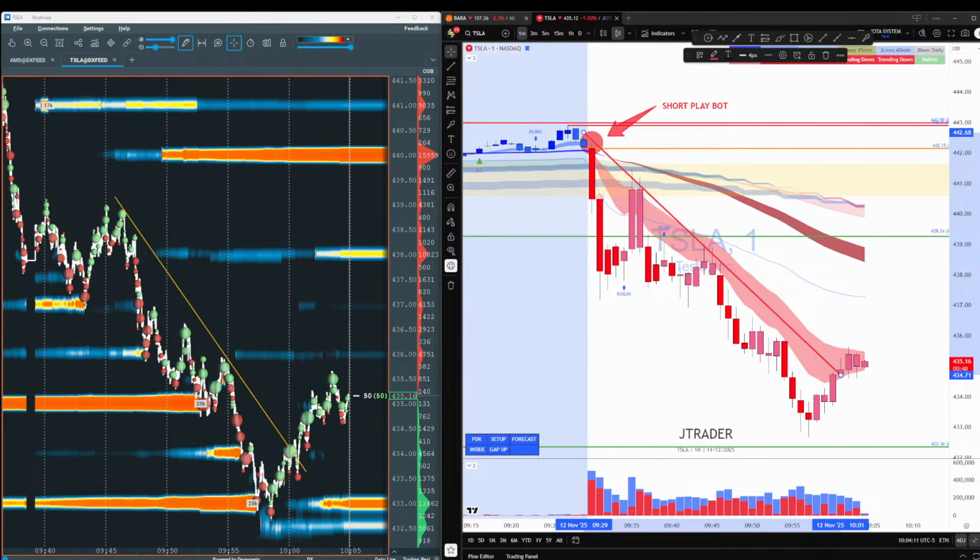So let's go back on Tesla. Let's see right now if it's going to stay below 436 or is going to push back up.